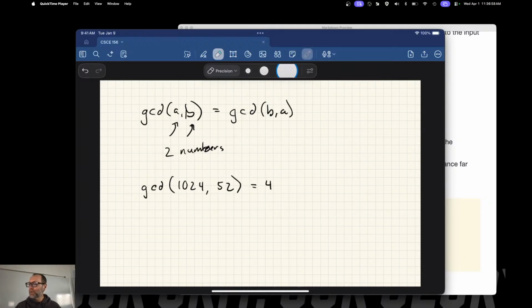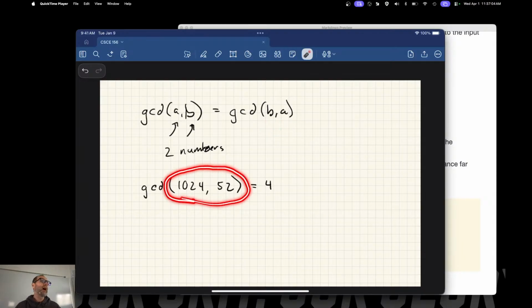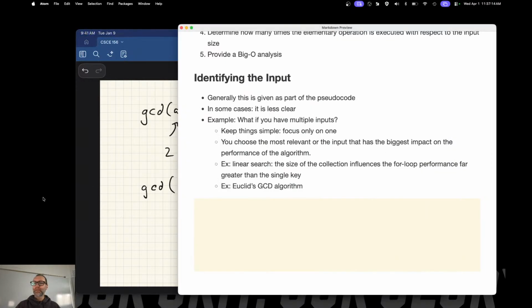What I want to do is choose one. Choose A or choose B. In this case, which one of these numbers would have more influence on the performance of the algorithm? Just go with your intuition here. The bigger one, right? So it's as simple as that. Here there are 2 integers. The input is two integers, right?